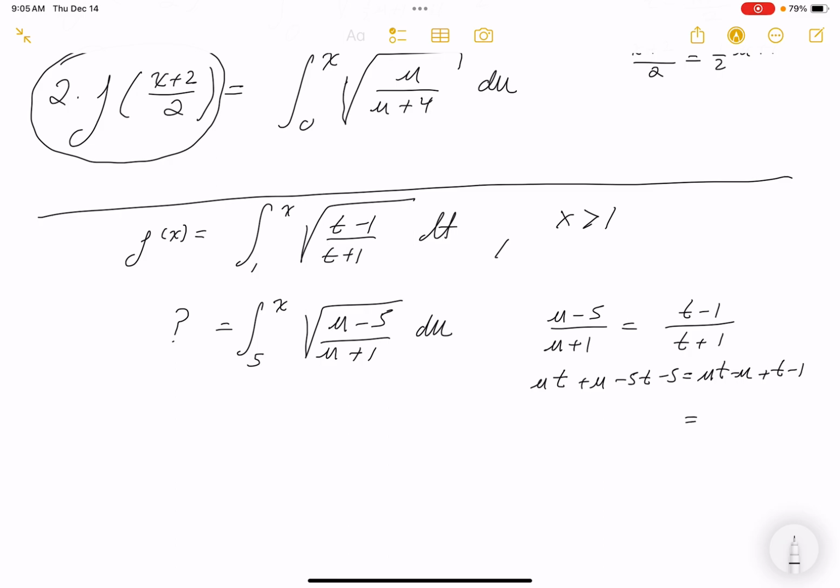And let's see what we got here. These things are disappearing, which is good news. I'm going to say 2u, I got 6t, and this is going to be plus 4 now. So u is going to be 3t plus 2.